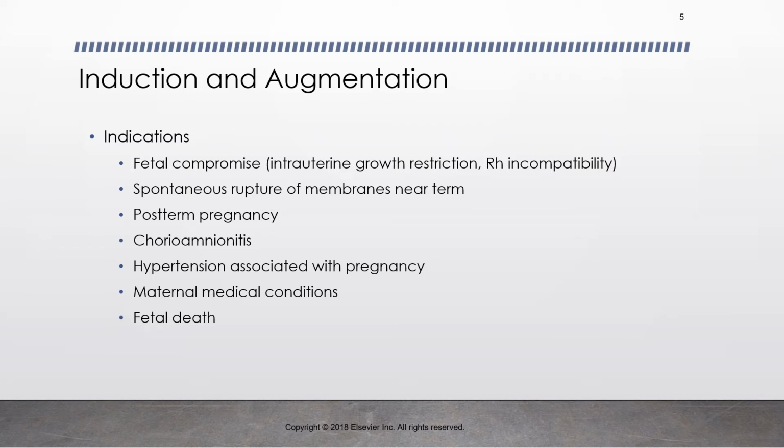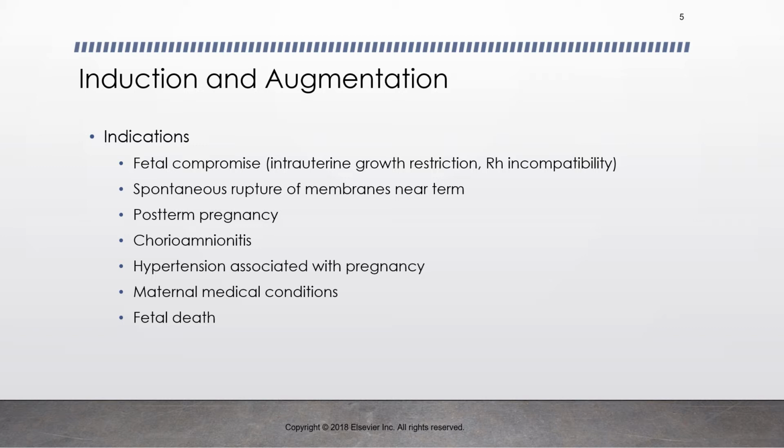Inducing labor or augmenting, or helping out. Augmenting means helping out. Fetal compromise: maybe we have some intrauterine growth restriction, or we have a case of RH incompatibility, where mama is RH negative and baby's RH positive, or vice versa. We have a spontaneous rupture of membranes near term, and we don't want her to just walk around; we want that baby to come. Post-term, in other words, she's 42 weeks, way past her due date. We need to get the baby out.